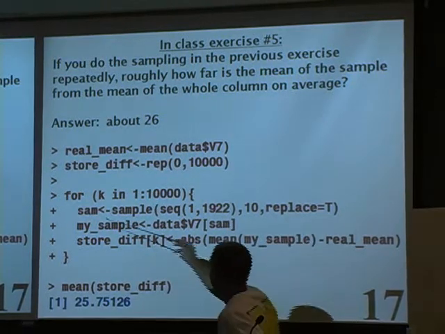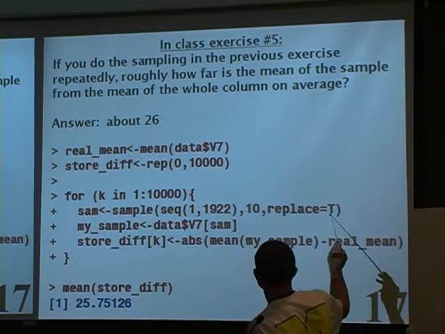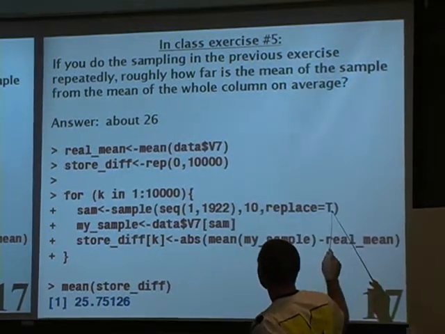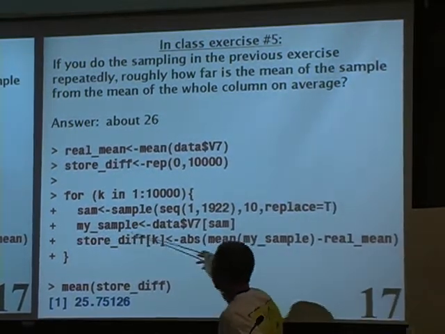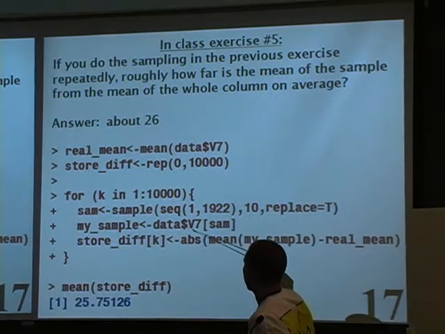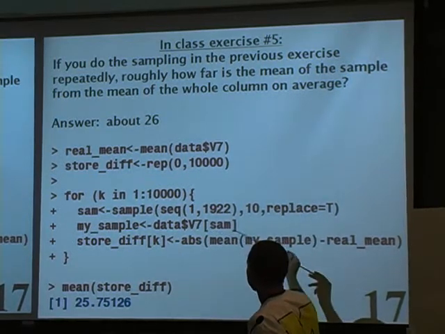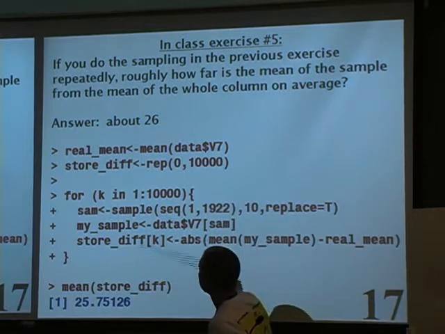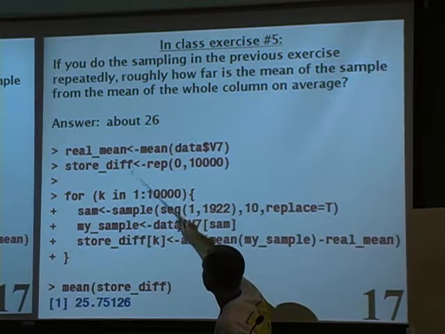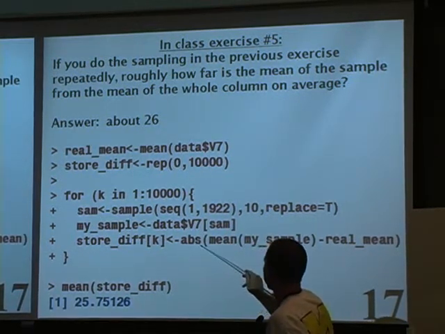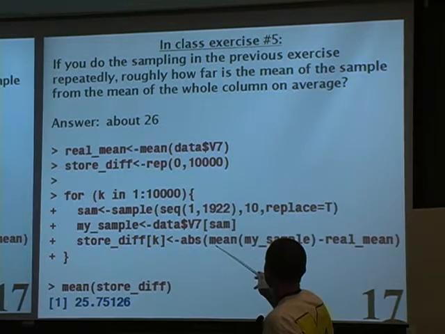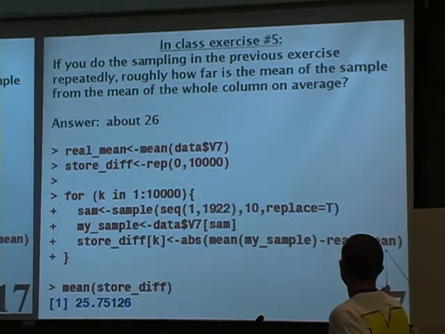Each time I'm going to draw a sample. This command is the exact same thing I did before, sample of size 10 with replacement. Then I overwrite my sample with data$V7, whatever the rows are from this sample. And then store difference: the kth element of store difference I'm going to put as the absolute value of the difference between the mean of my sample and the real mean.